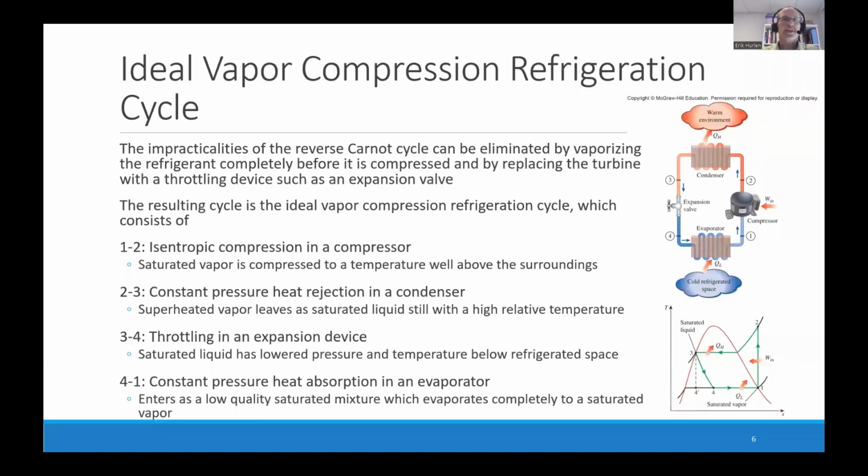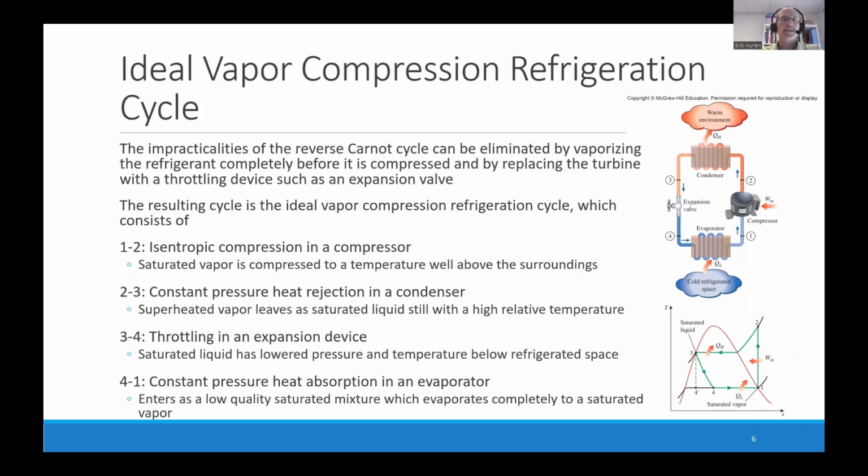The cycle used in the analysis of refrigeration systems is called the ideal vapor compression refrigeration cycle. No fancy name like Otto or Brayton for this one. This modifies the reverse Carnot cycle by entirely vaporizing the refrigerant before the compressor and replacing the turbine with a throttling device, which does not depend on the phase of the fluid.